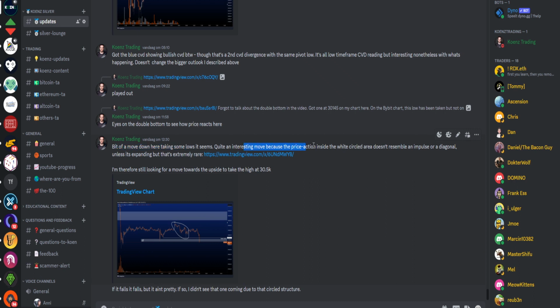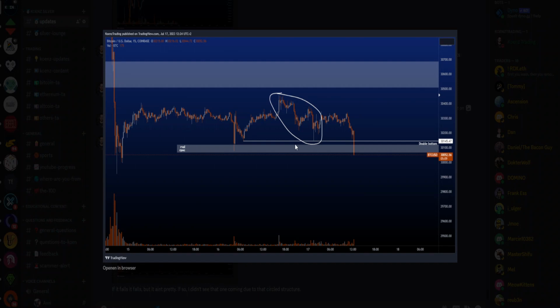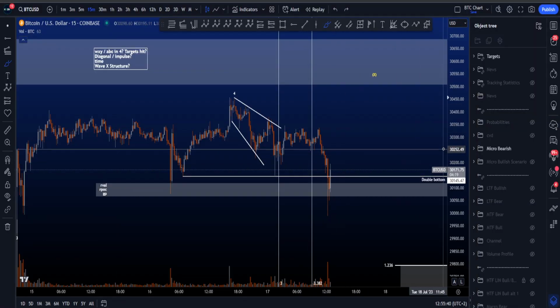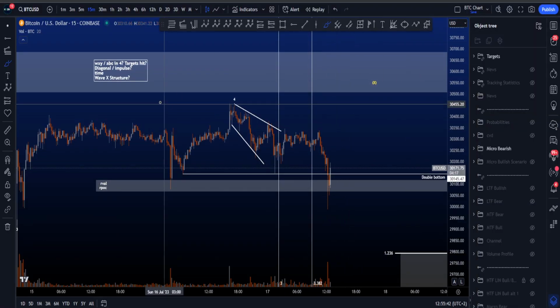It's interesting because the price action in the circled area does not resemble an impulse or a diagonal, and an expanding diagonal is very, very rare, and therefore I'm still looking for a move towards the upside to take at least a high at 30.5k. So this structure for me doesn't really look like an impulsive structure, while price was dumping to the downside, expecting a bit of a bounce for then a move to the upside.